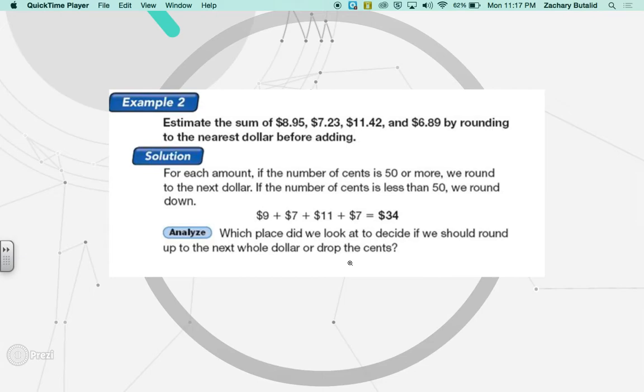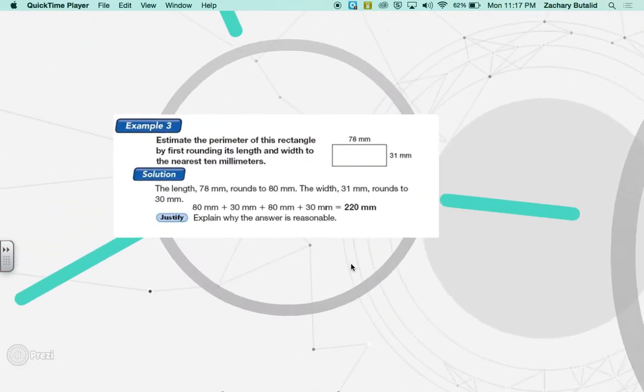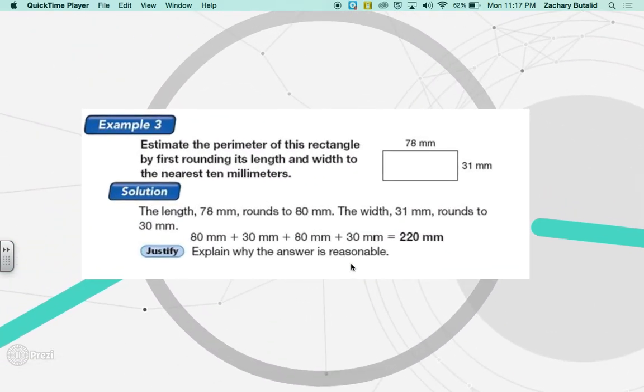All right, let's go to our next problem, which is example number 3. Estimate the perimeter of this rectangle by first rounding its length and width to the nearest 10 millimeters. Okay, so we are going to round this to the nearest 10. We're going to look at the 10 spot. So is it going to be closer to 7 or 8? And we know that it's closer to 8, so we're going to round this to 80 millimeters. And we know that this one's going to be close to 30 because we're going to round down.